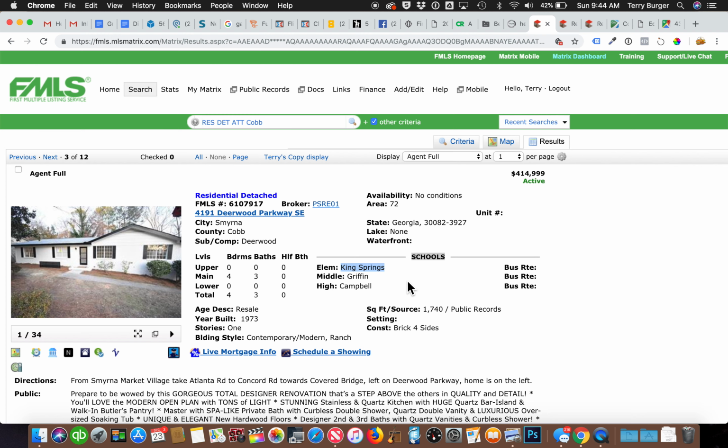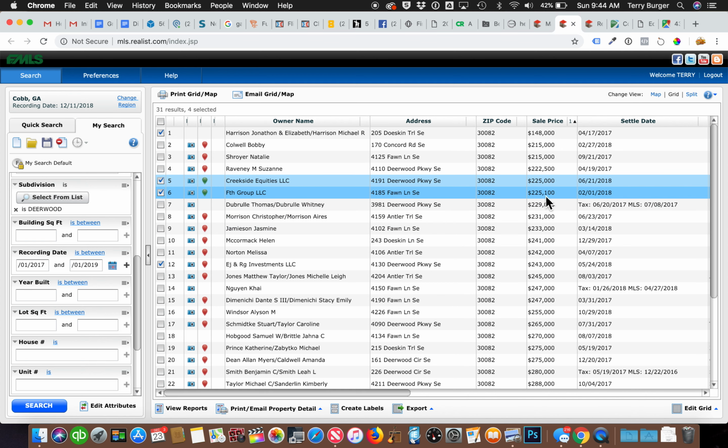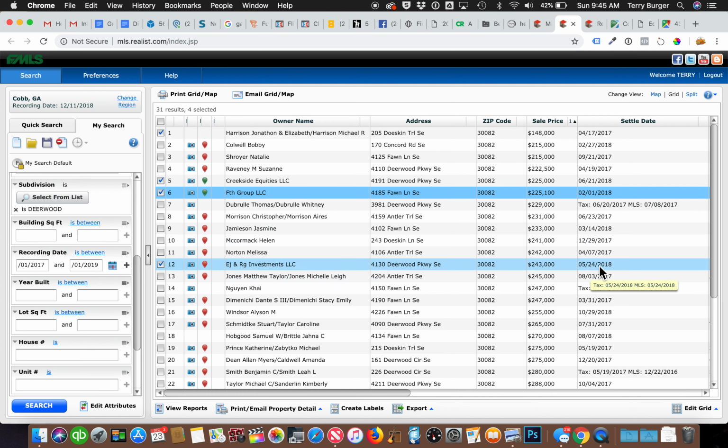All right. So in this particular case, King Springs is a hot elementary school. Griffin and Campbell High School, maybe not so much, but the elementary is a big one. Well, I know this market because of my local knowledge. I'm not really thrilled with what the investors are paying. The last time an investor bought a house, it looks like to me, you've got 6/21, 2018, 2/1, 2018, and 5/24. So no investor has bought a house in the last 7 months in this particular neighborhood.